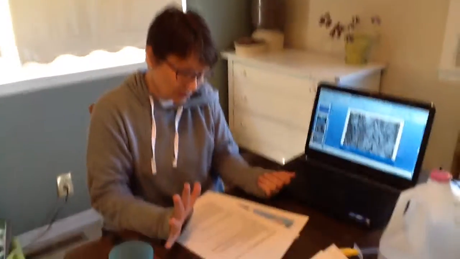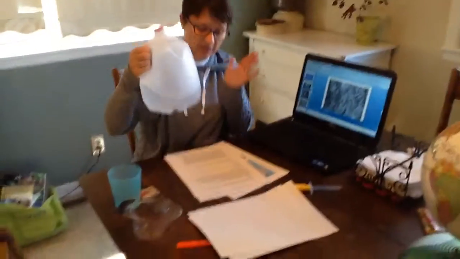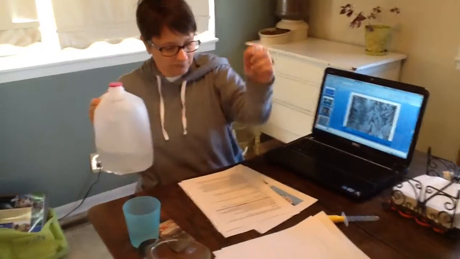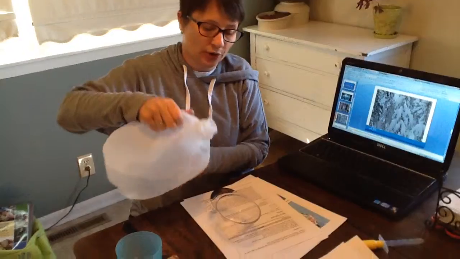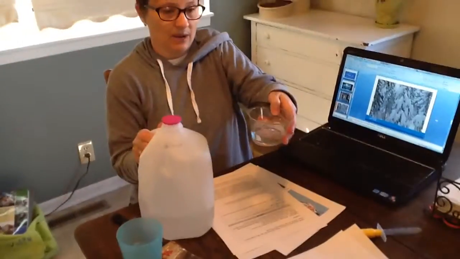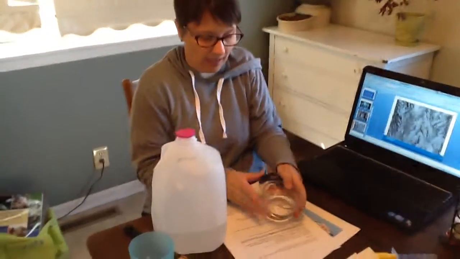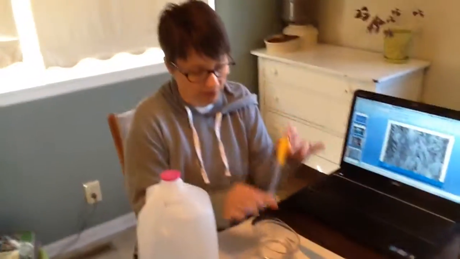Then we're going to do 5-minute centers. The first center compares the amount of fresh water on Earth to the amount of salt water. If you take a container with 1 gallon of water, and this is all the water on Earth, you take a half cup, and that half cup is how much fresh water there is on Earth. Then you take your eyedropper, and this represents the amount of fresh water that's available to us on Earth.